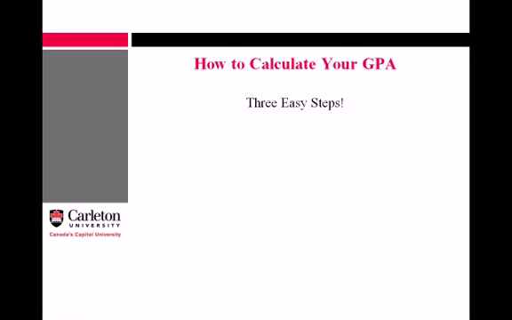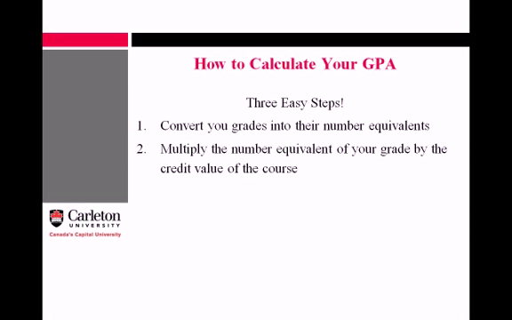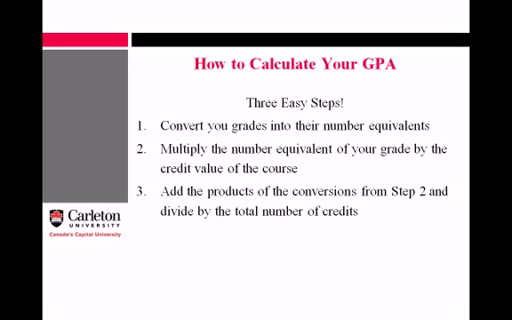So calculating your GPA can be done in 3 easy steps. Step 1, convert your grades into their number equivalents. Seems easy enough. Step 2, multiply the number equivalent of your grade by the credit value of the course. All right, straightforward. Step 3, add the products of the conversions from step 2 and divide by the total number of credits. That is easy.